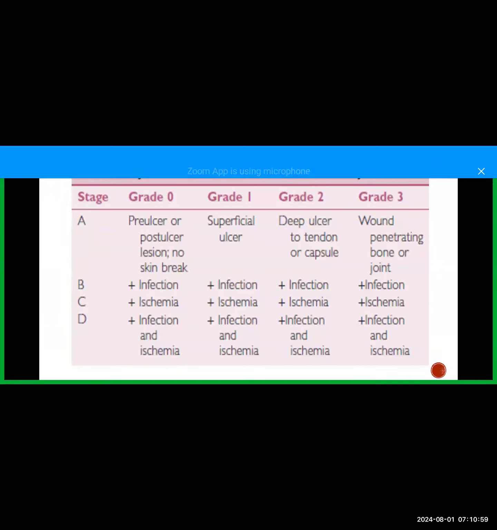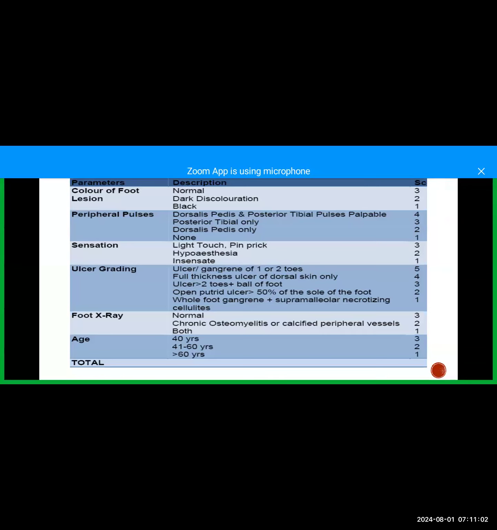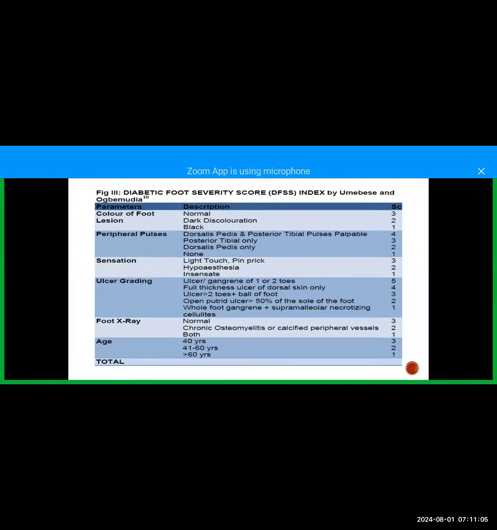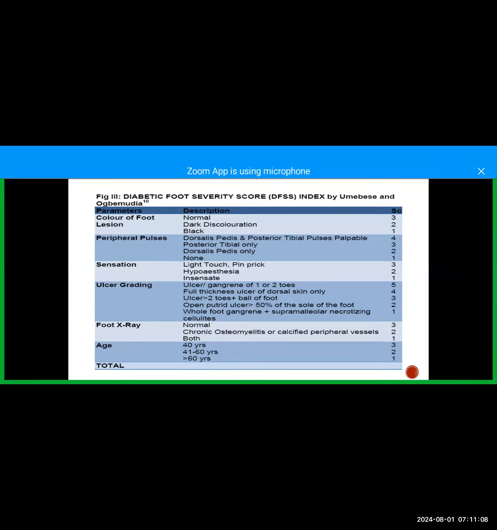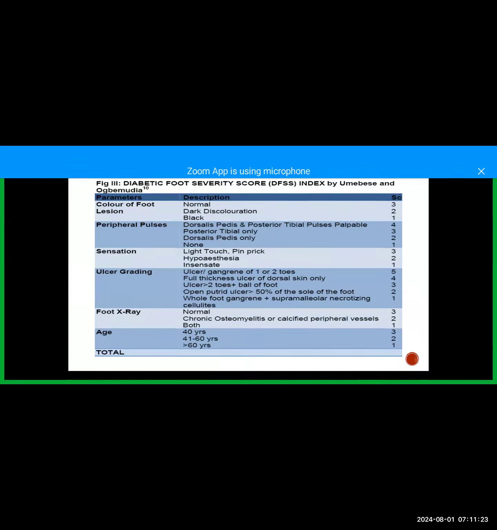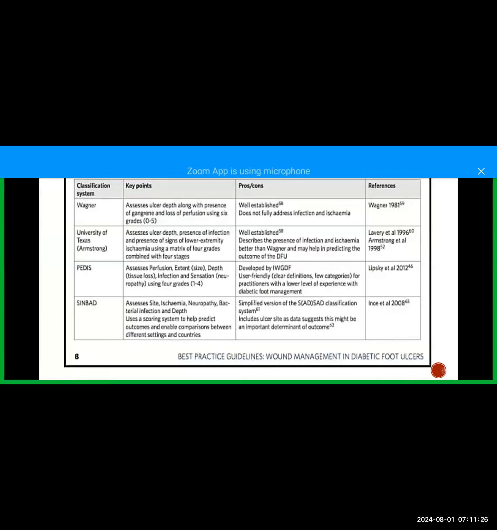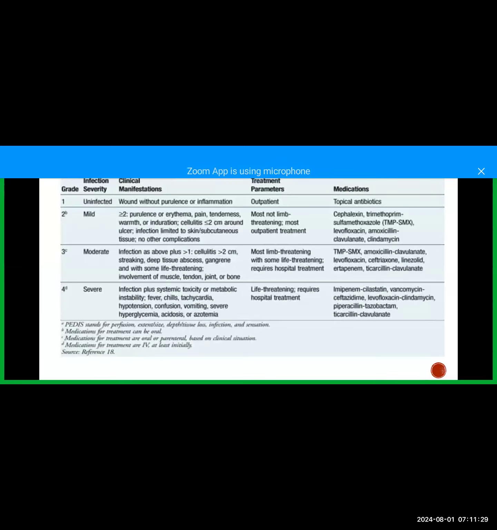There is the Liverpool staging system, and a severity scoring system developed by Ubemise and Ubemudia. The diabetic foot severity score includes color of the foot, peripheral pulses, sensation, ulcer grading, foot X-ray, and age of the patient to determine the risk of the patient and severity of the foot ulcer. We also talk about severity of wound infection in inpatient diabetic foot ulcer, which can be uninfected, mild, moderate, and severe. Like this patient, I said has systemic involvement, hence I said severe infection.